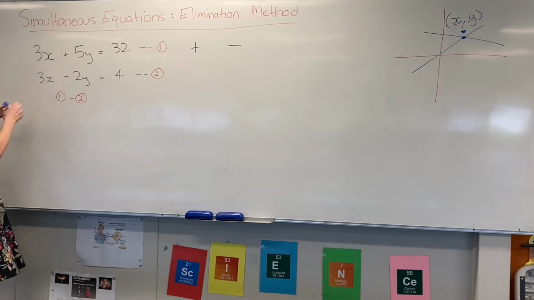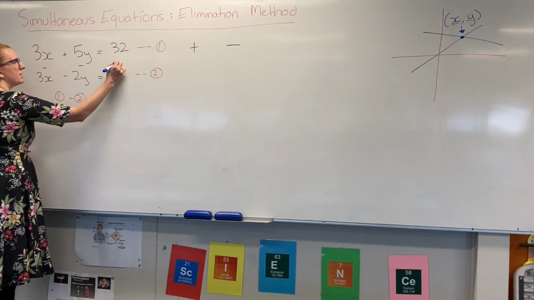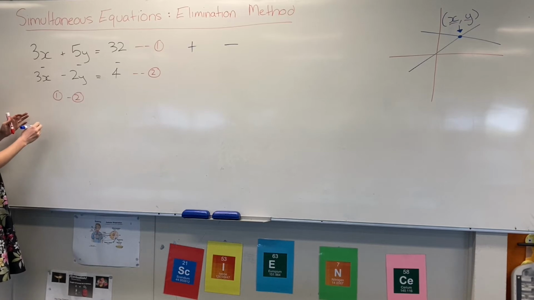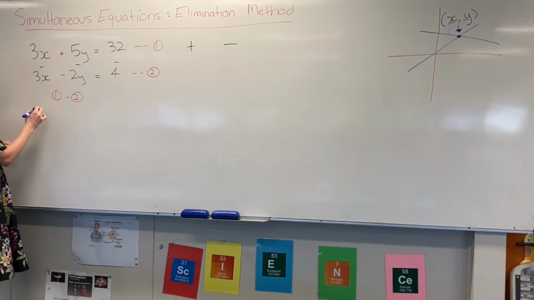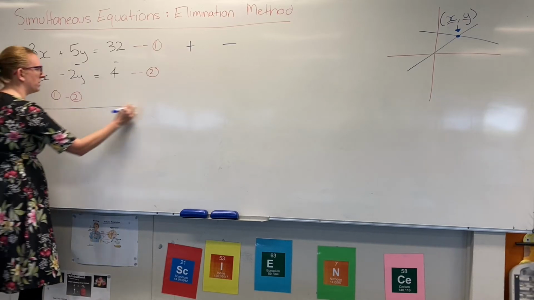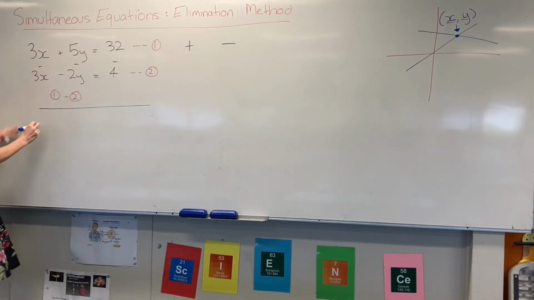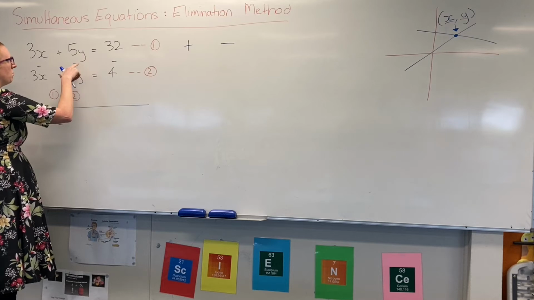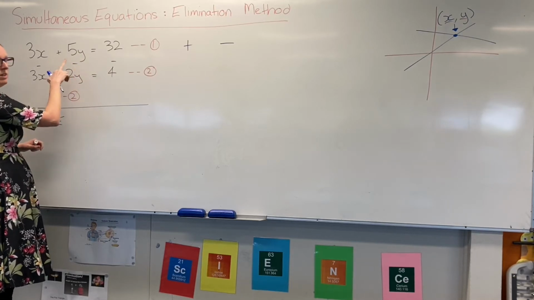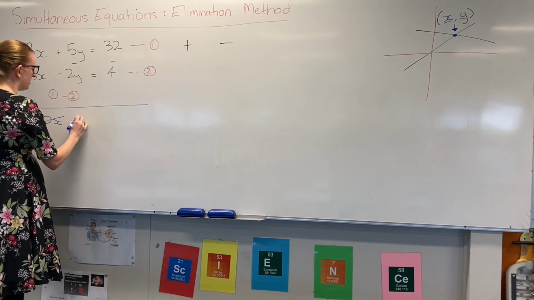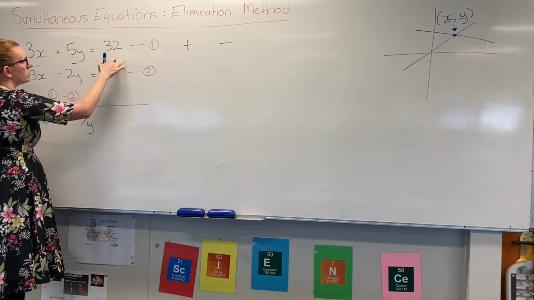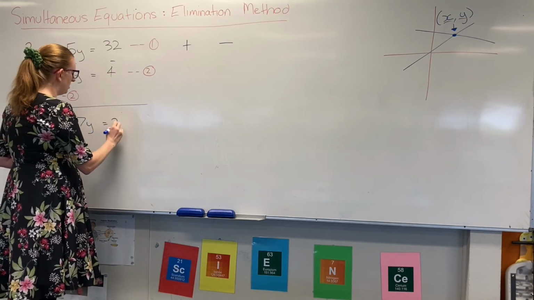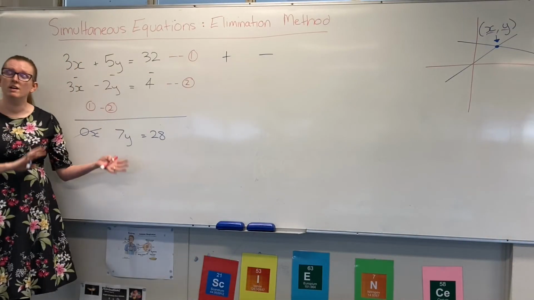Okay, so 3x, I'm going to be minusing, minusing, and minusing. I'm taking each component away from the previous one. I really should have left myself some more space, but it doesn't matter. I'll draw my line here. So 3x take away 3x gives me 0x. Boom, eliminated. 5y minus minus 2y. Two negatives equals a positive, so I get plus 7y. And then 32 take away 4 gives me 28. Cool. Now I can solve this equation.